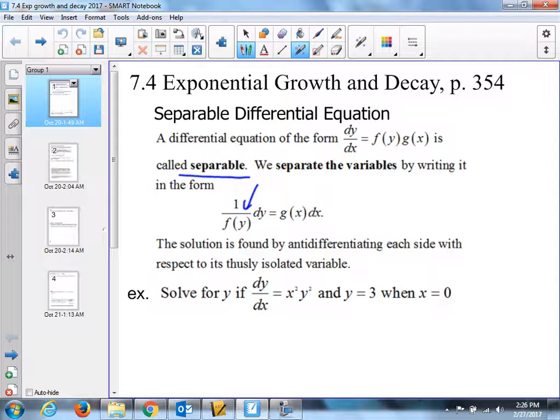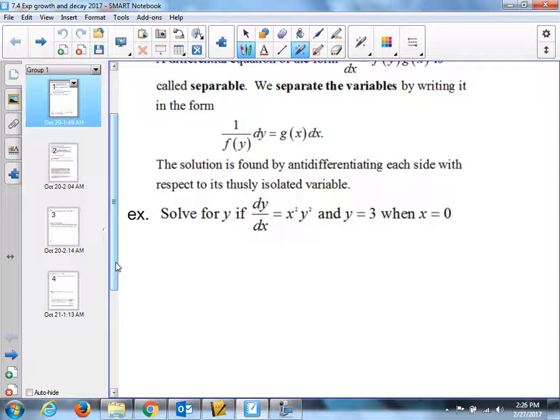Move the y's to the dy side. Then think of the dx as zipping up there and keep the x's on the dx side. So we put all the y's and dy on one side, all the x's and dx on the other side. If you have a constant, like a 5 or plus 3, you could decide if you wanted it on the y or the x side. The solution is found by anti-differentiating each side with respect to its isolated variable, y or x. Now, let's just do an example and we'll see.